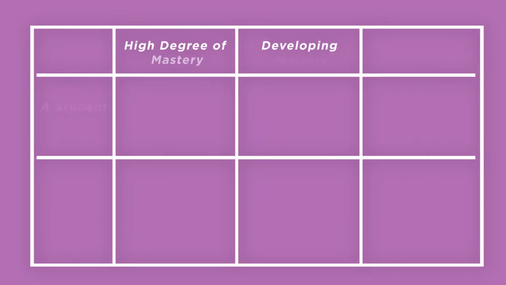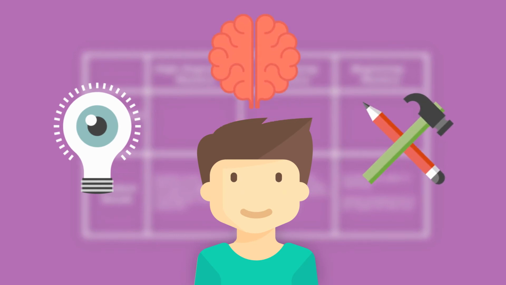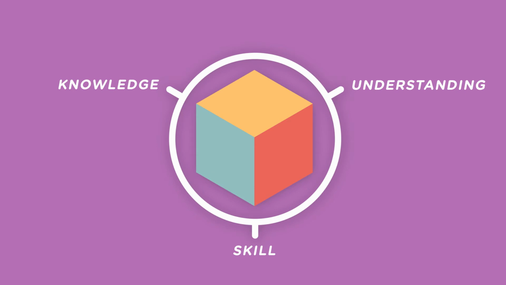Teachers can develop a set of criteria by which to determine a student's current knowledge, skill, and understanding. These criteria can then be expanded to a rubric in order to determine student readiness for a topic.